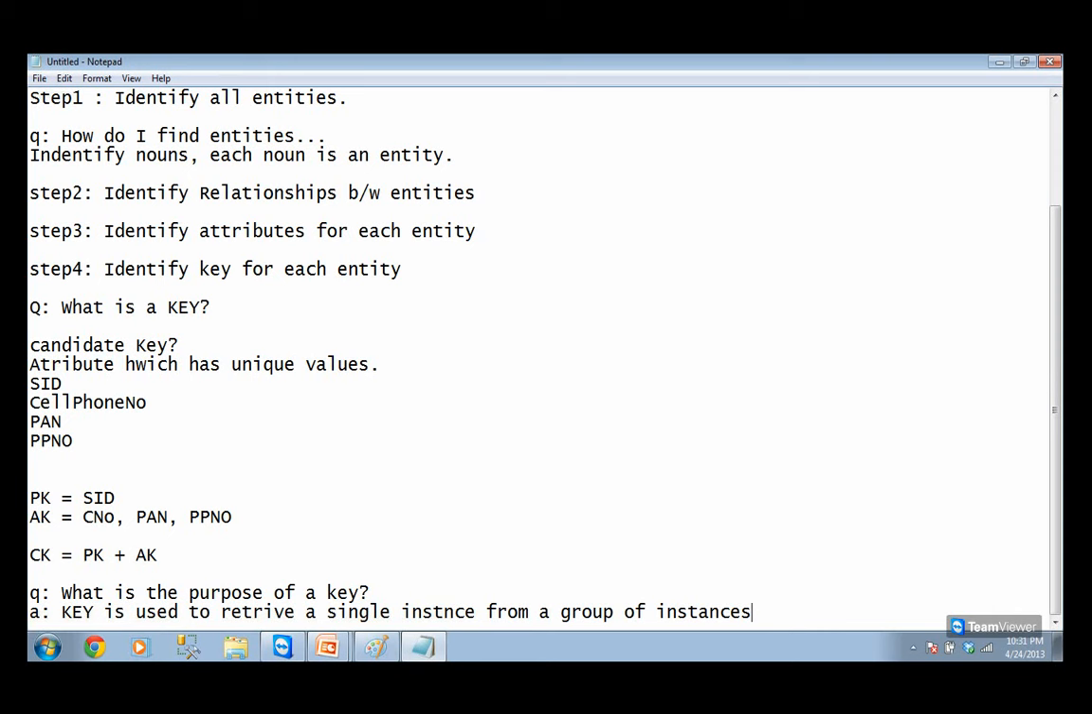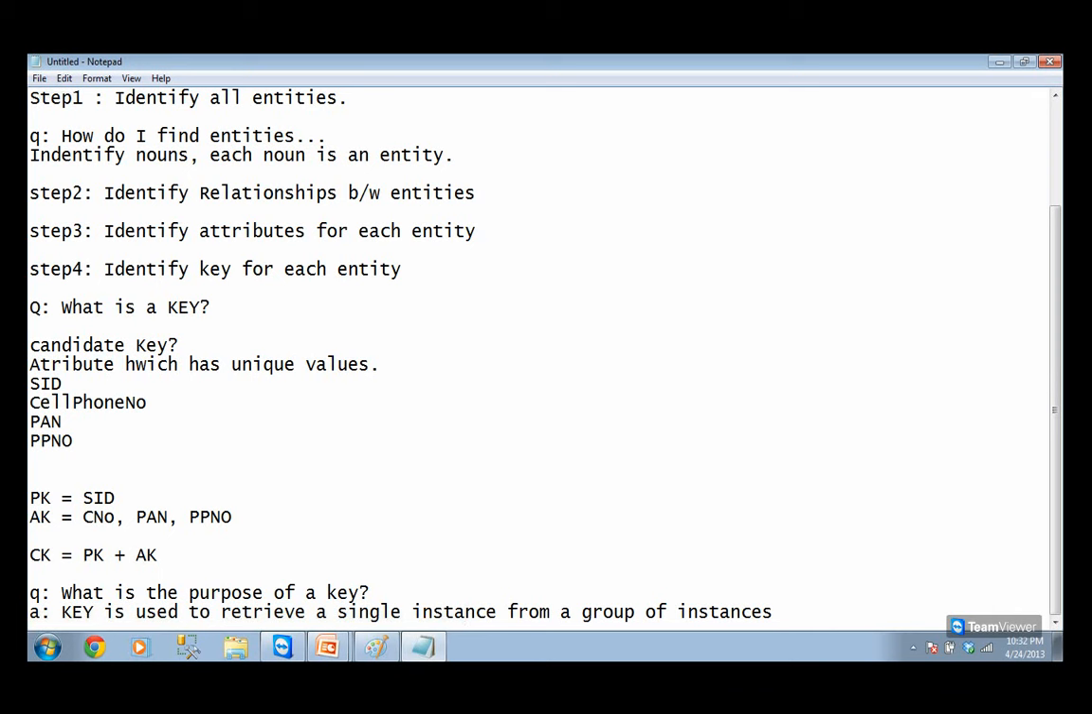Okay. So a key is used to retrieve a single instance from a group of instances. That is the purpose of a key. A key is not mandatory for each and every entity, but it is recommended to have. When you have a primary key or alternate key, it is very easy for anybody to retrieve a single customer or single student ID. So a key is not mandatory for each and every entity, but it is recommended. You have to be very clear on this.